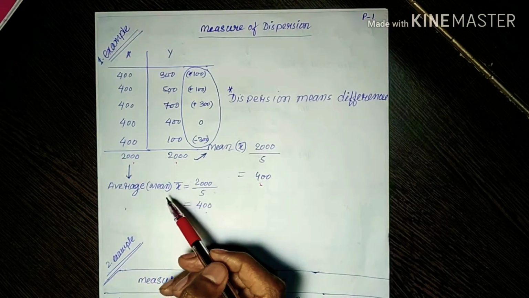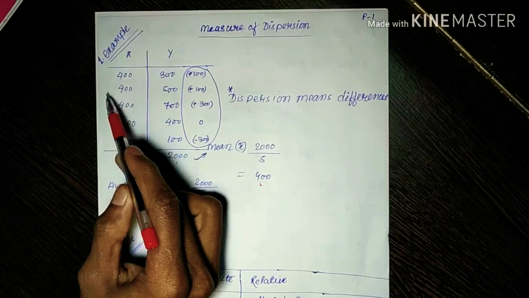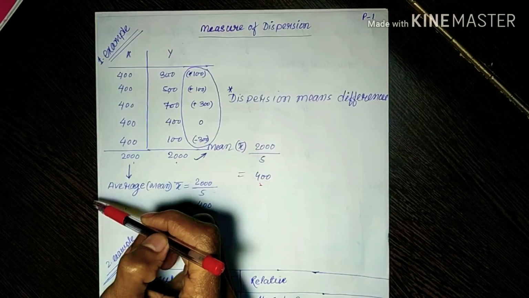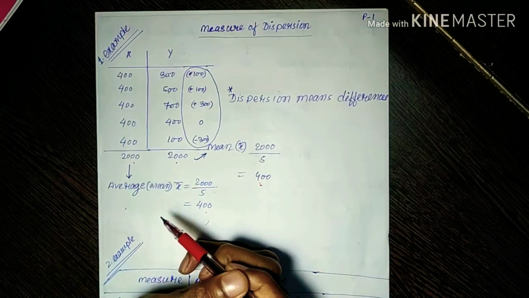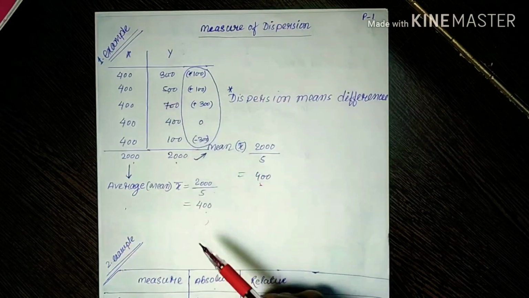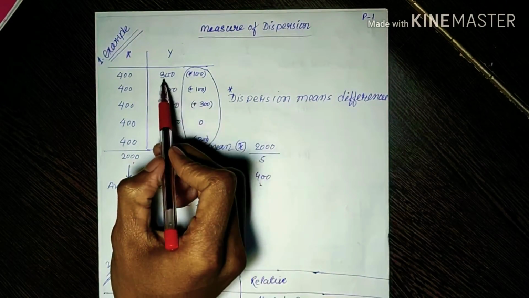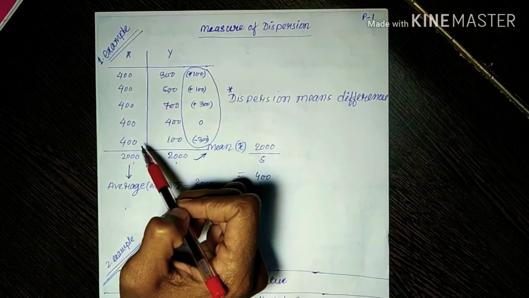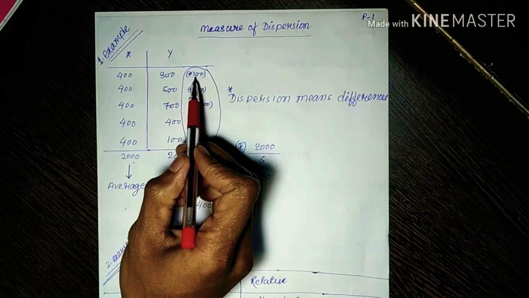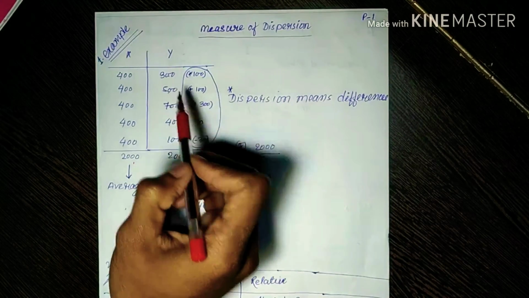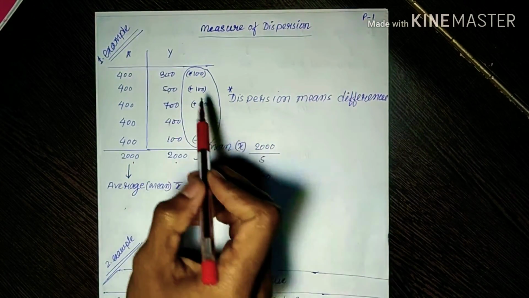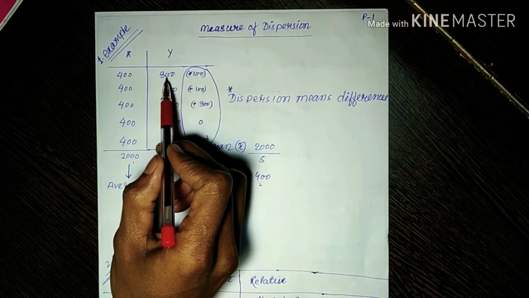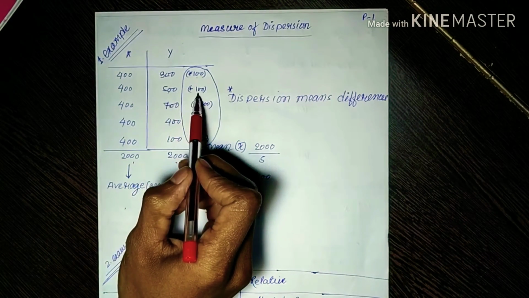Now the differences. You see here all the numbers are 400, that means the average is also 400. No problem in case of x. But in case of y there is a problem. You see here 300, that means we have to add 100 more to reach the average. Here 500, that means 100 is more.